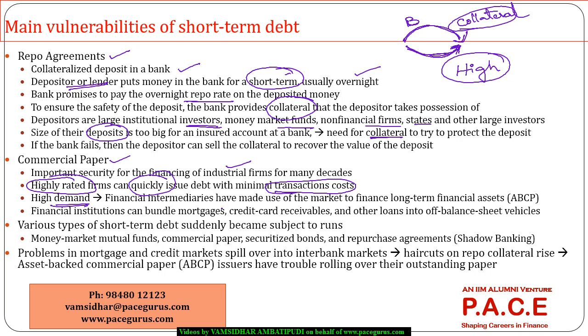They have a very high demand, and the financial intermediaries have made use of the market first to raise capital and then finance these commercial papers. So instead of investors directly buying the commercial papers on their own, they are raising capital from the market and using those funds to borrow. In that case, we call those financial instruments not simply commercial paper but asset-backed commercial paper.